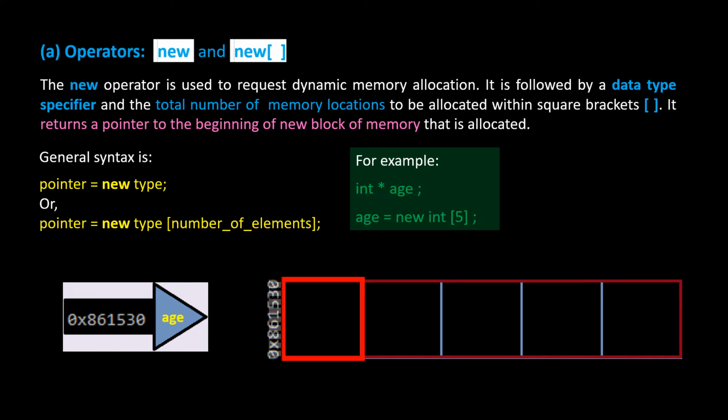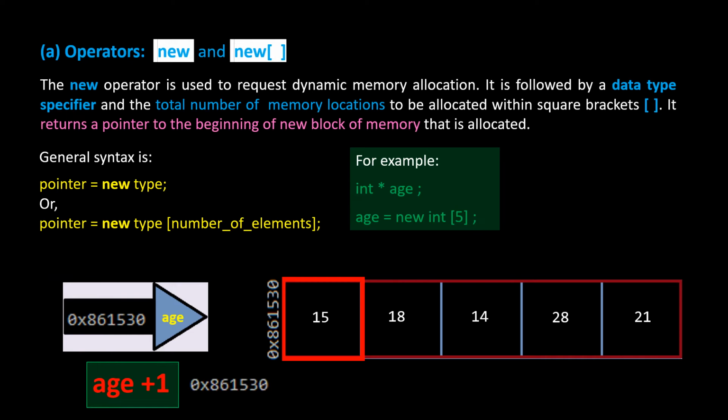Each element may have specific values stored within it. How does the pointer access value within each location? Let's first note the header address, or address of first location of array pointed by age. It is 0x861530. Applying pointer arithmetics, age plus 1 would mean, let the pointer age proceed to next block of memory. Since we have allocated an integer array, the next memory block would be 4 bytes away.